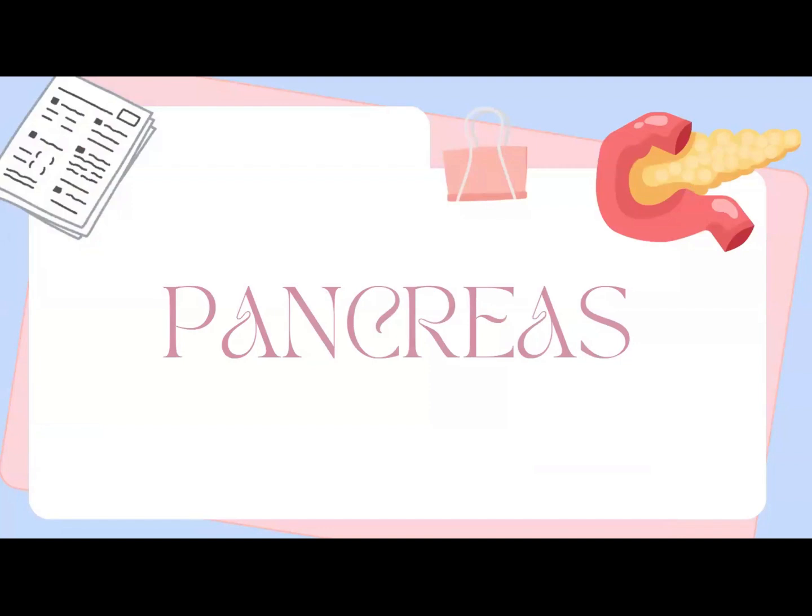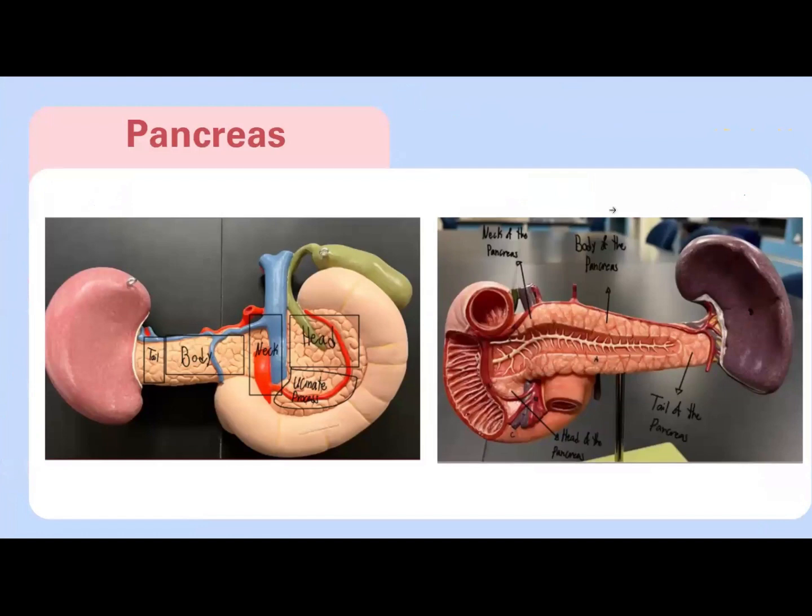Is there any question about the small intestines? Anything at all? Anatomy or histology? Okay, I'll take that as a no. So let's go into the pancreas.